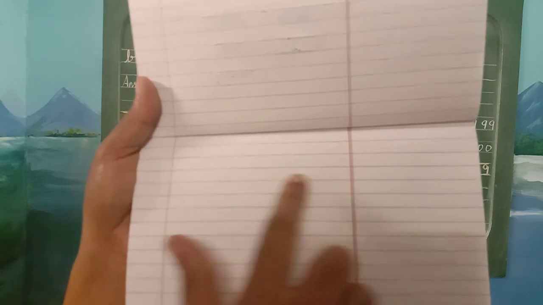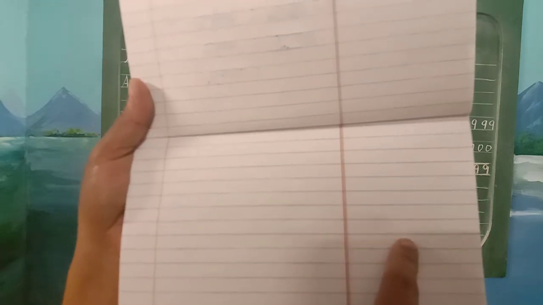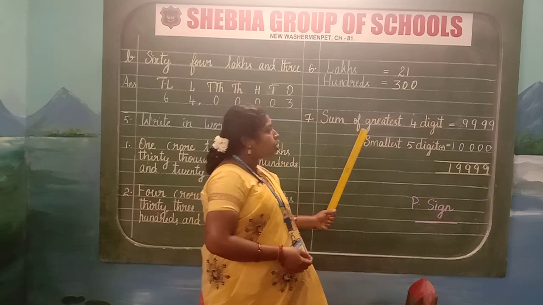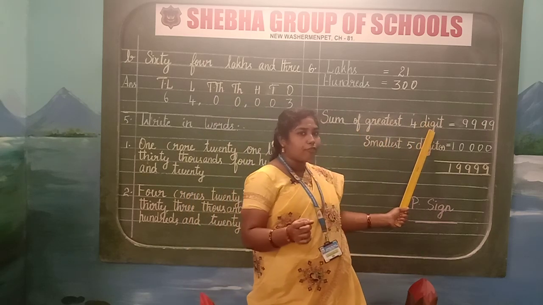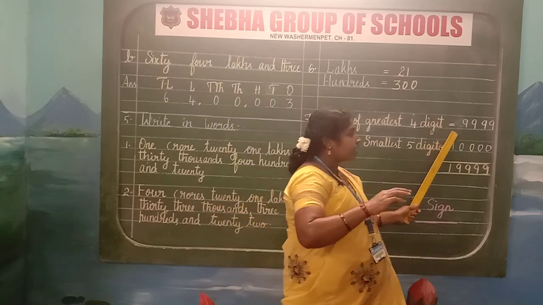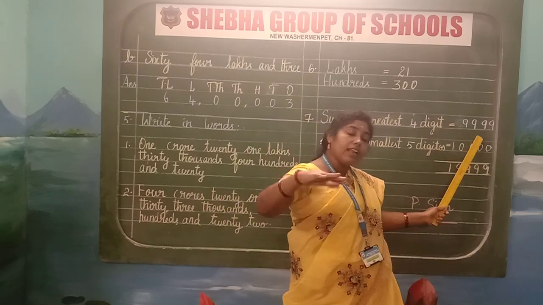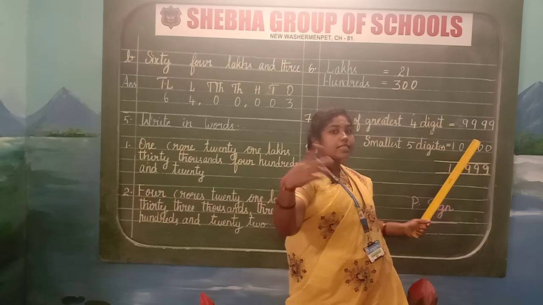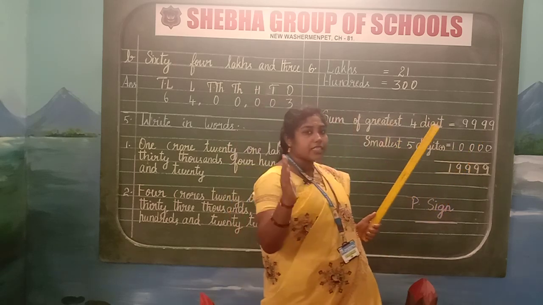Children, whenever we are writing a word problem, we have to write the statement here and the numbers here. And mind it, don't write in a clumsy way, it will look horrible. Write neatly. The statement should be this side and the number should be written this side. So sum of greatest 4 digit, where you have to write, children? Yes, you are right. You have to write after the margin, and the equal to number should be written after the second margin. So give a space and write.